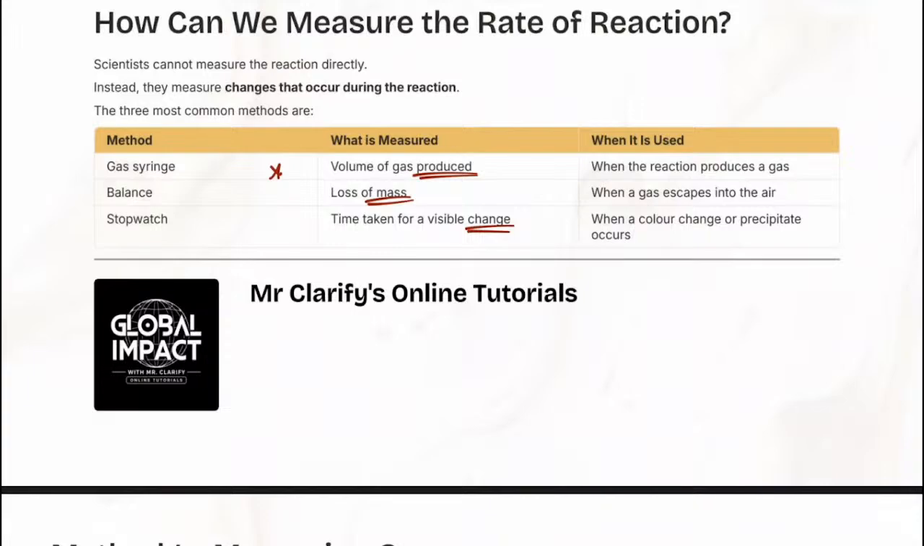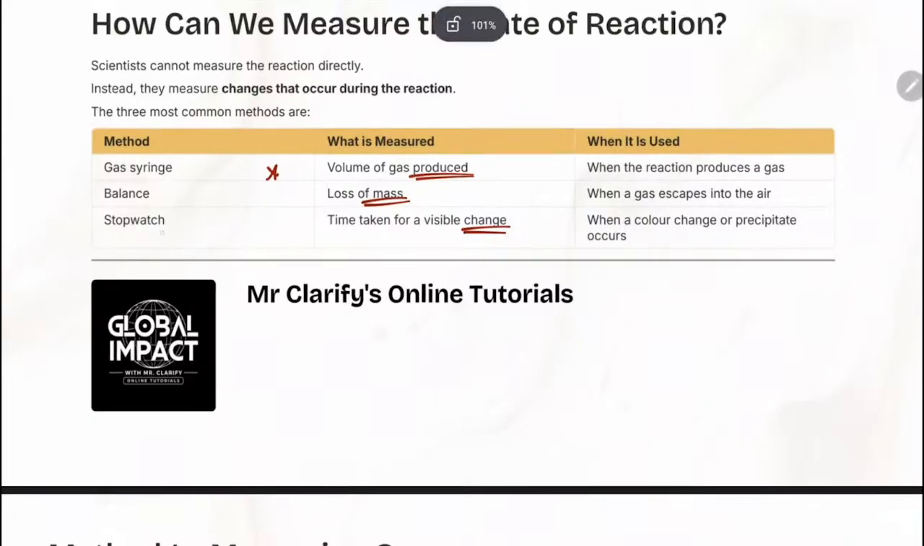Then you quickly stop the reaction. You quickly stop the time. So this is one way. If you see a color change or something, you stop your stopwatch. If you are using mass, you see loss of mass. Okay? Or the volume of gas. These are ways to measure how fast a reaction is happening.